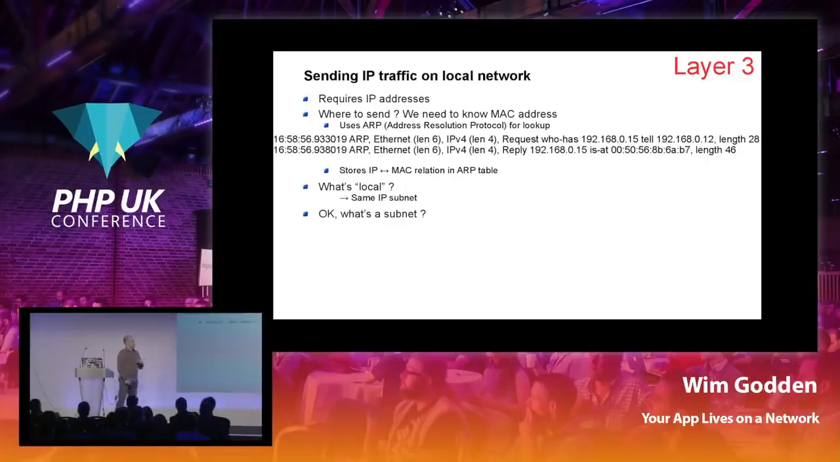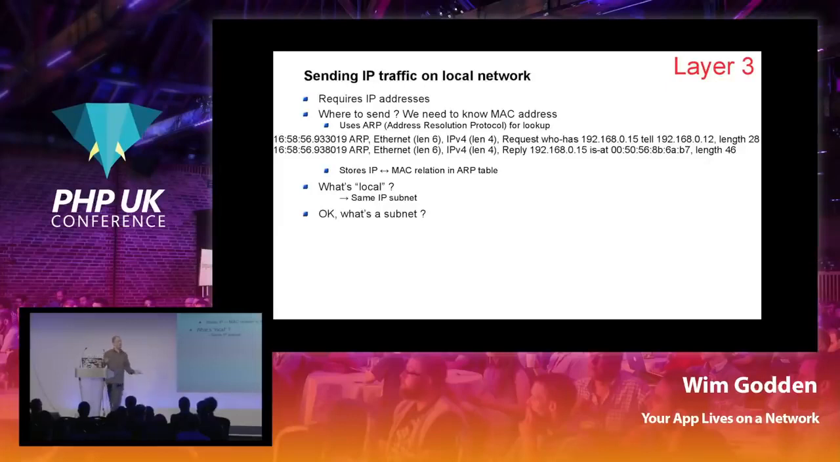This is cached. This is stored in a so-called ARP table, so that you don't have to do this lookup for every single packet that you want to send. Now, what is local traffic? Basically, local for IP means you're on the same IP subnet.